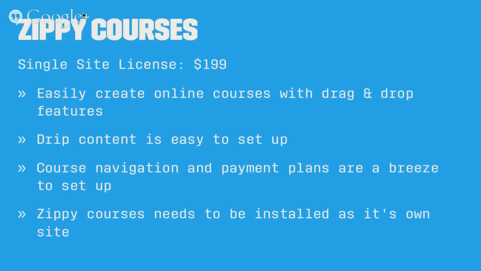Another one that's really interesting and new out there is called Zippy Courses. This is a single site license for $199, and this is more along the lines of creating an online course. Sometimes membership sites are more along the lines of courses, and sometimes they're more like just information. For example, Michael Hyatt has one that is a membership where you pay so much per month, and then you get access to all the content.